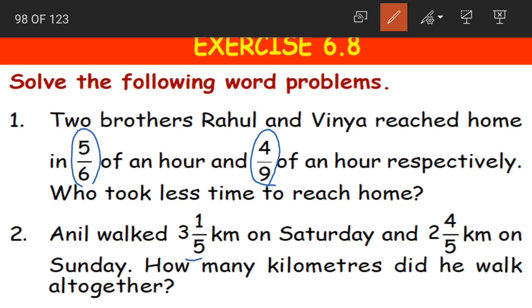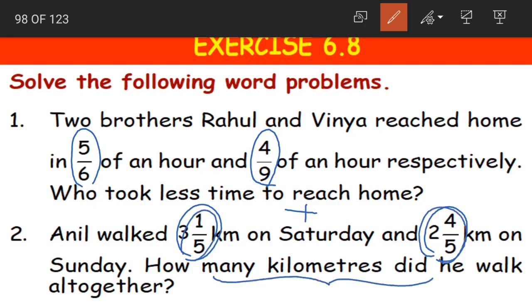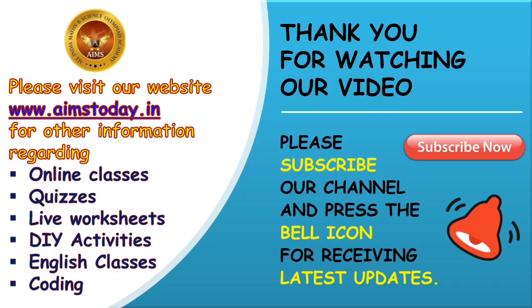Now next, question 2. Anil walked 3 1 by 5 kilometers on Saturday and 2 4 by 5 kilometers on Sunday. How many kilometers did he walk altogether? Again, how will we find out? Adding these two, 3 1 by 5 plus 2 4 by 5 will give us the total number of kilometers he walked.